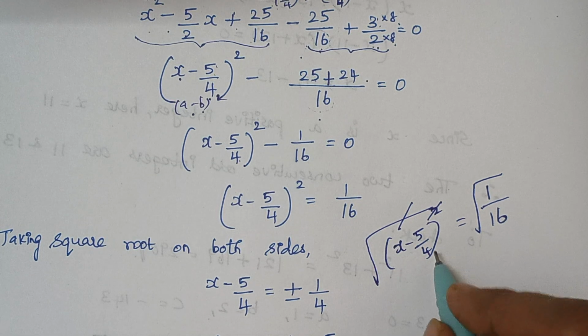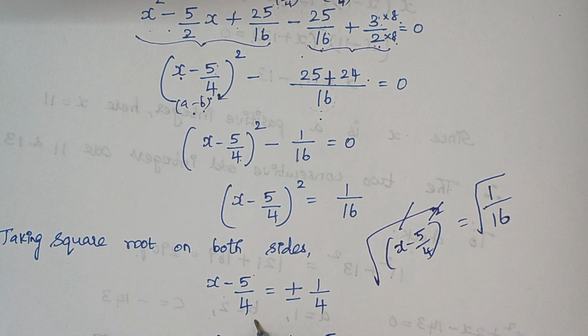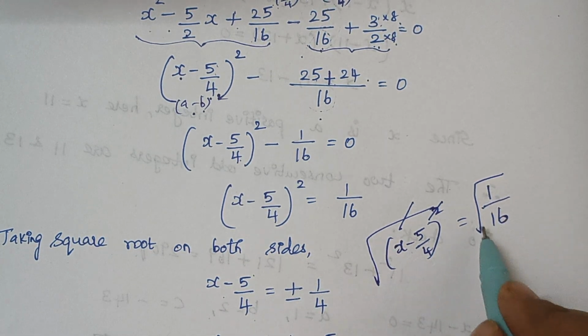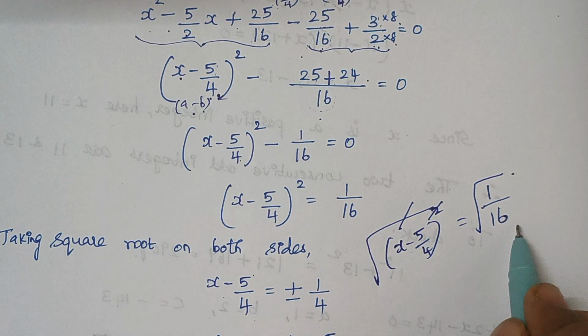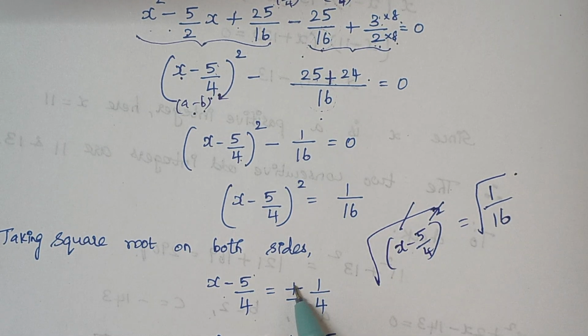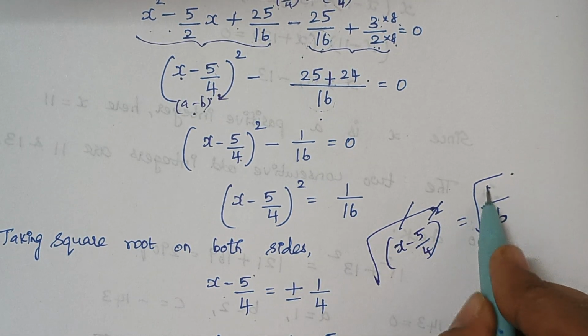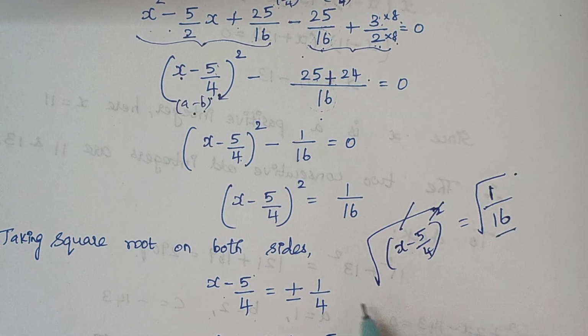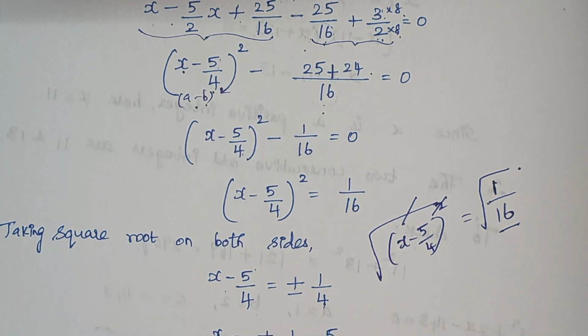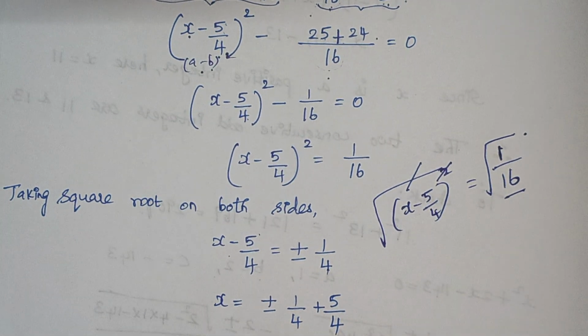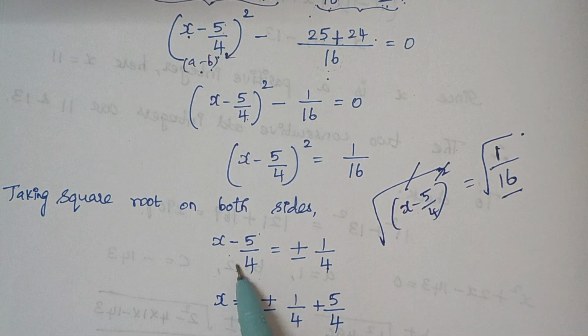So here we will be having x minus 5 by 4 which is equal to, whenever the square root is taken, always it is provided with two signs, okay, plus or minus. Square root of 1 is 1 and square root of 16 is 4. So here we have plus or minus 1 by 4. Now how to calculate x? I am going to move this minus 5 by 4 to the right hand side. Thereby it becomes plus 5 by 4.